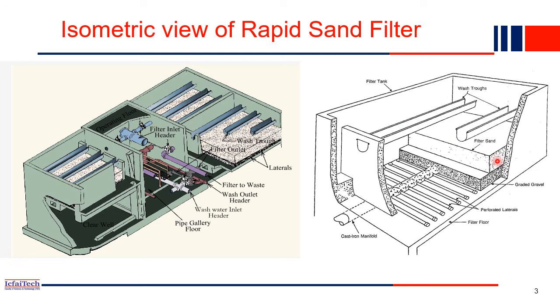At the top you have two layers. The first one is the sand layer, and below it you have the gravel layer, and then at the bottom you have this piping system. This is very important. You have to understand very sincerely what happens. At the top is the water that has to be treated, right?